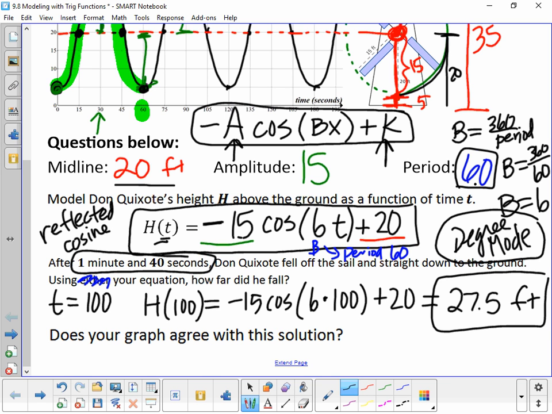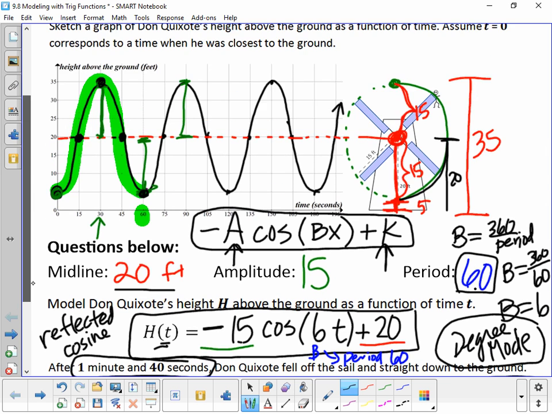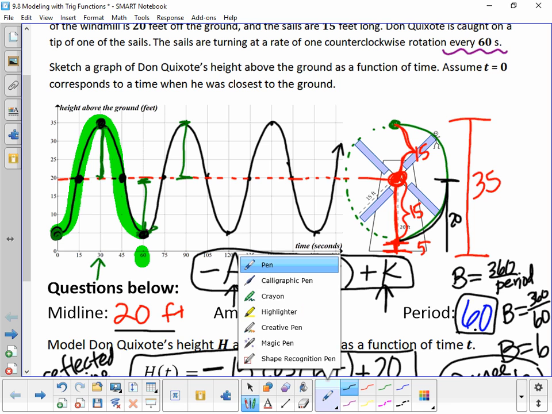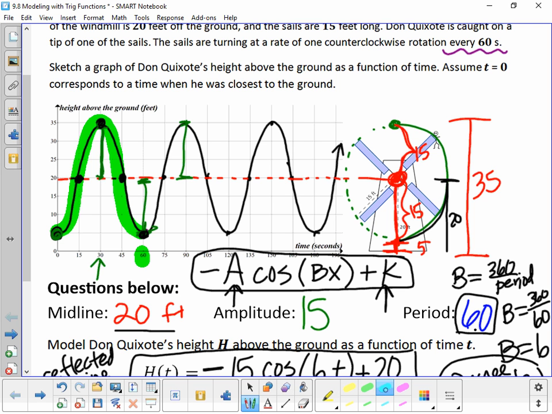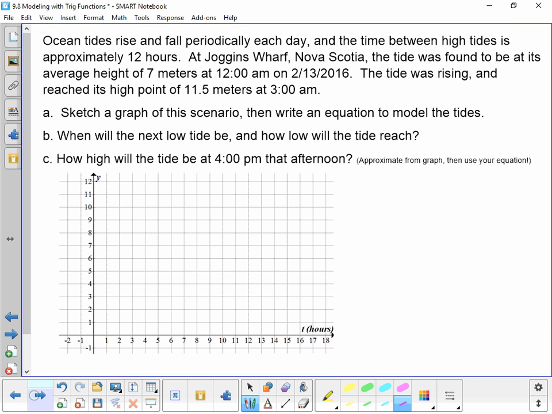Our last question here says, does your answer agree with the graph? Does the graph agree with the solution? So let's look at the graph and see. At a time of 100, that's about right here between that 90 and that 105, what's the height of our function? I think that that 27.5 we calculated agrees really nicely with the graph that we drew. About 27. Yep.